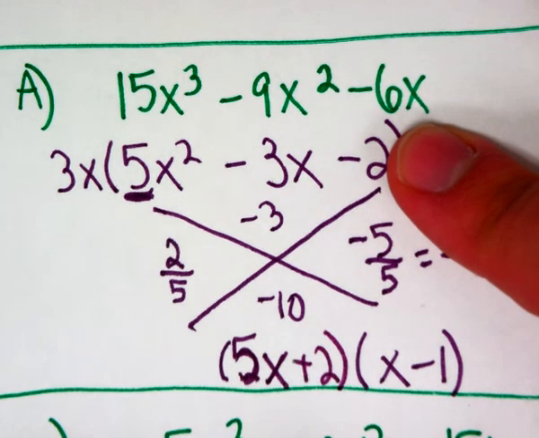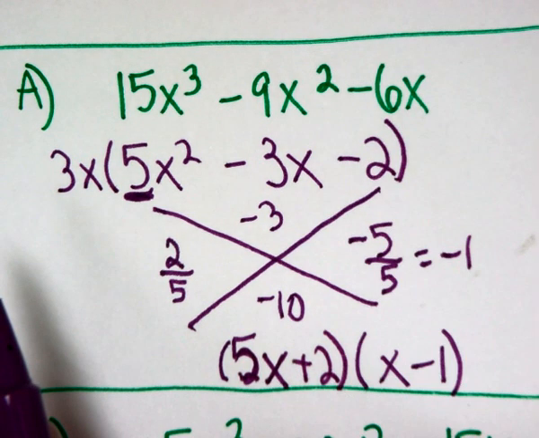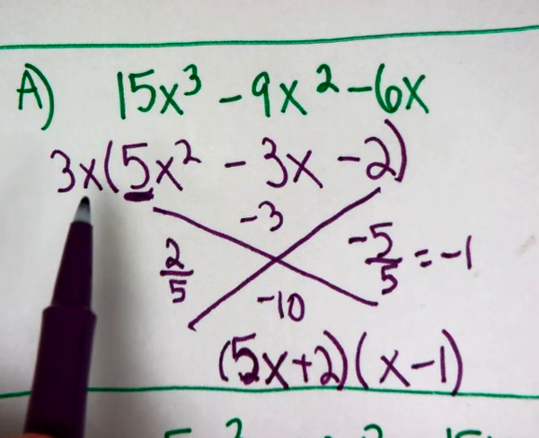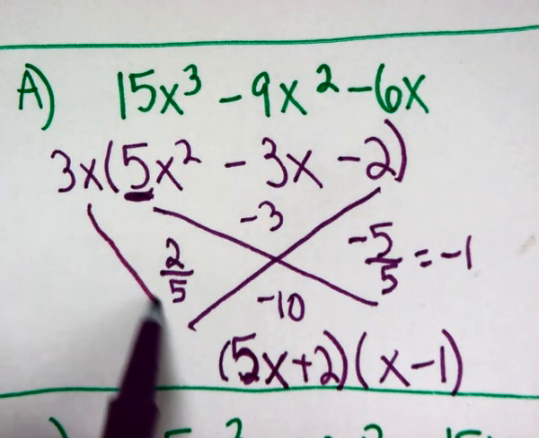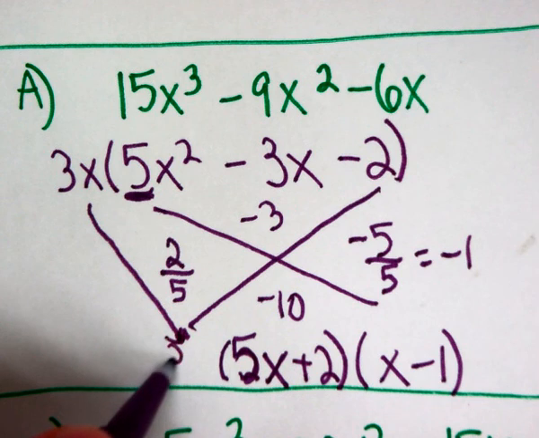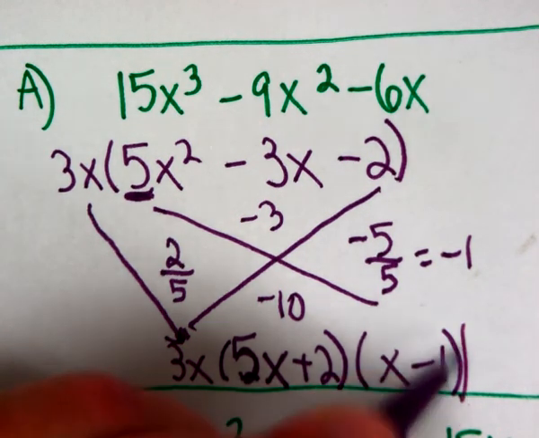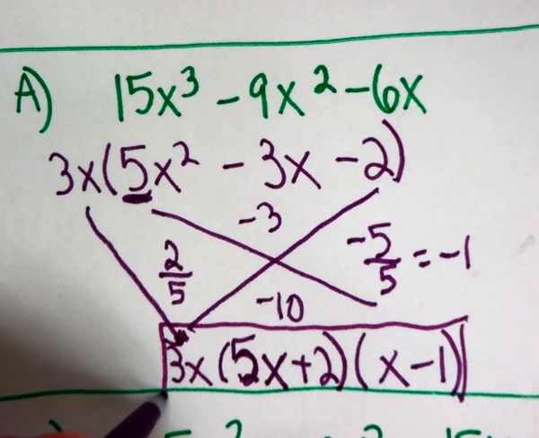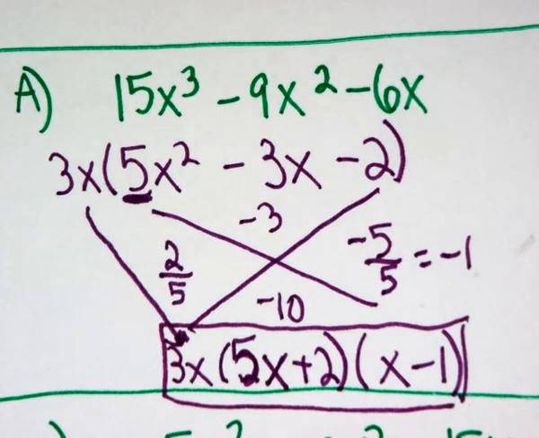The last part of this that we can't forget, and most people do forget, is that since we took out a GCF in the beginning, this has to be carried through to our answer. So that means we're going to have a 3x in the front. And this is our final answer. So we took out a GCF, and then we were able to factor using the leading coefficient not equal to 1.